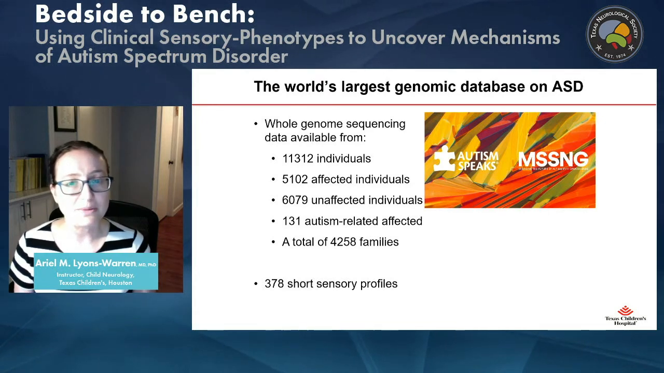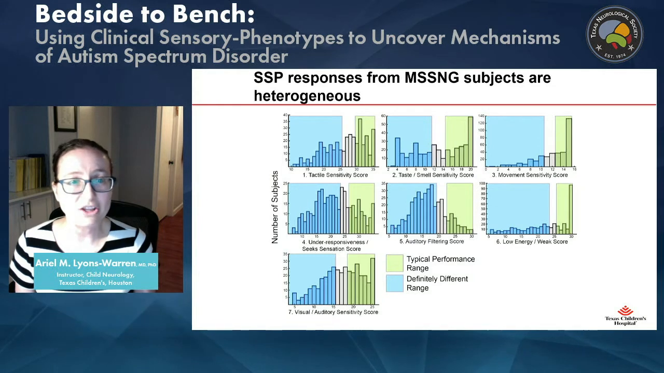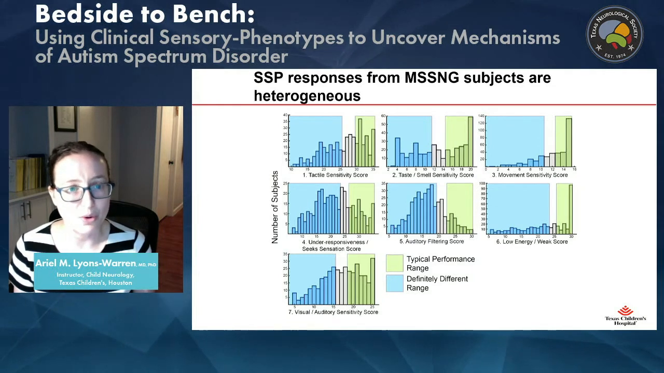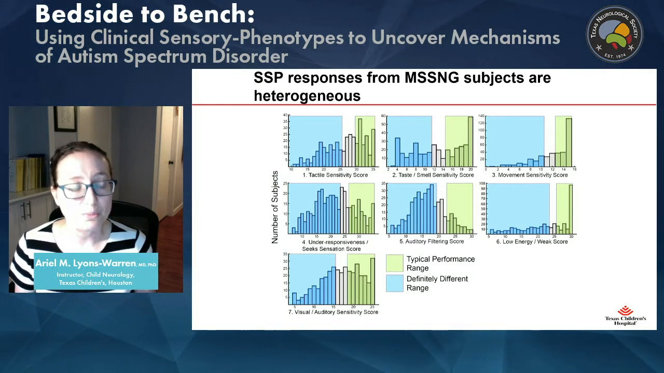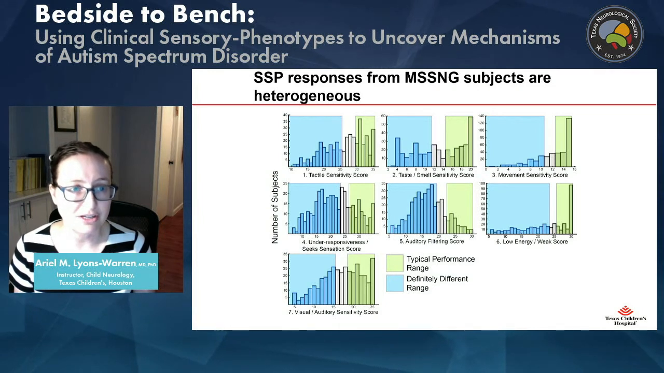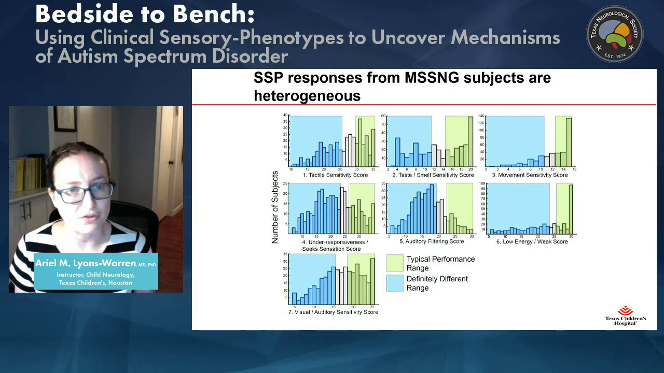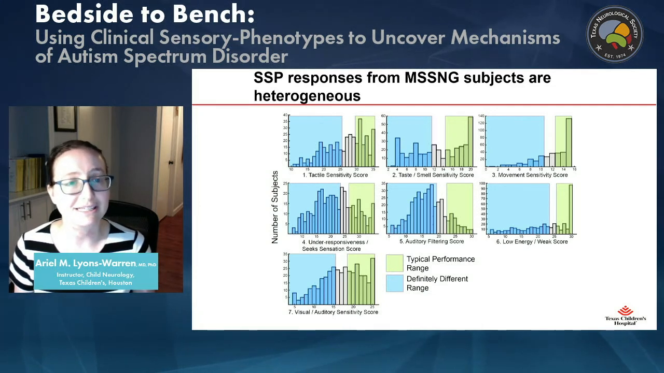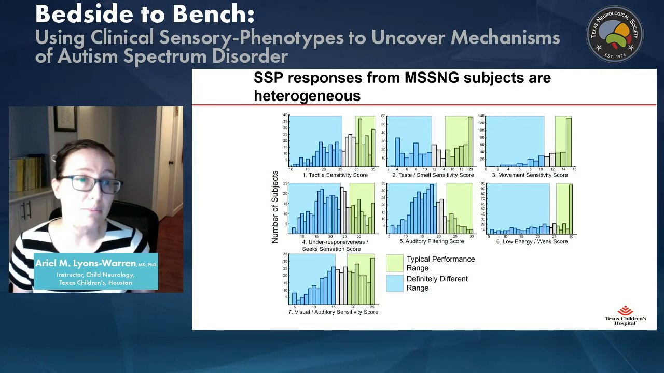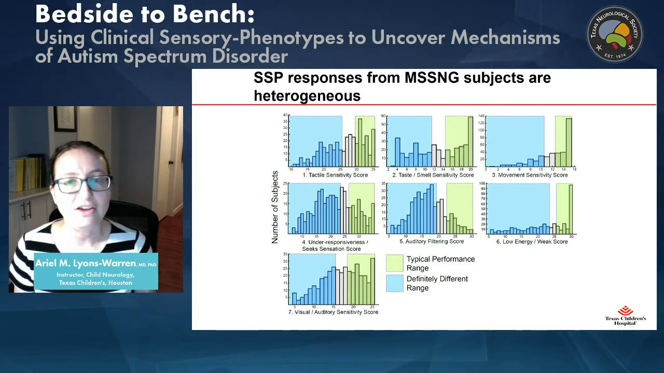We first started by just plotting it. What did it look like? Similar to previous reports, we saw that there was a broad heterogeneous distribution. Each of these boxes is one of the categories of the Short Sensory Profile. The blue is the definitely different range, and the green is the typical performance range. You can see that there are children, number of subjects on the y-axis, across the spectrum, definitely different or typical.